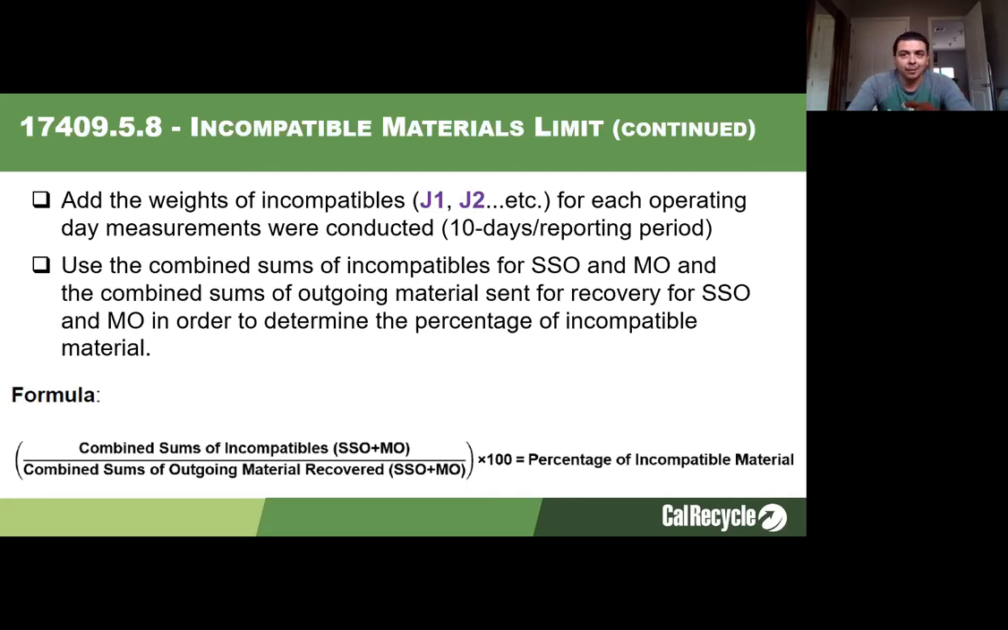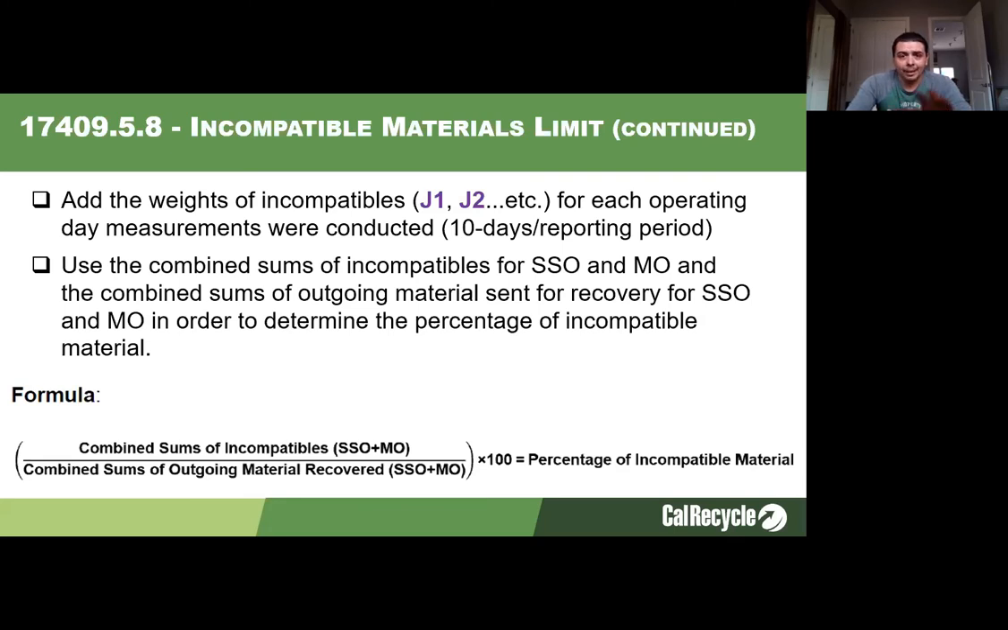If you remember SI from the video, it's your sum of incompatibles, and operators use the formula below. If their facility is receiving both mixed waste and source separated waste, they take the sums of incompatibles from both of those waste streams. But if they're only processing one or the other, they just take the totals from either mixed waste or source separated waste, whichever they're receiving. Then those combined sums of incompatibles are divided by the combined sums of outgoing material.